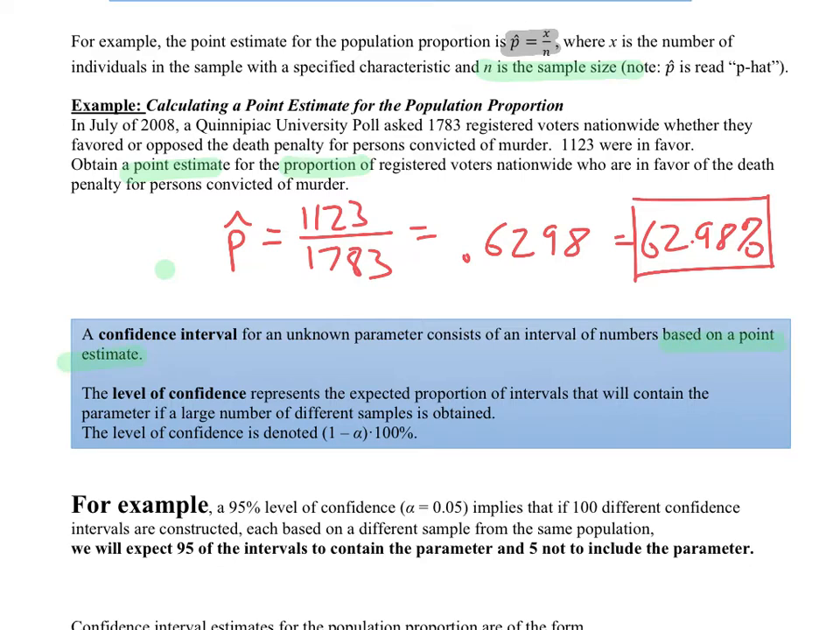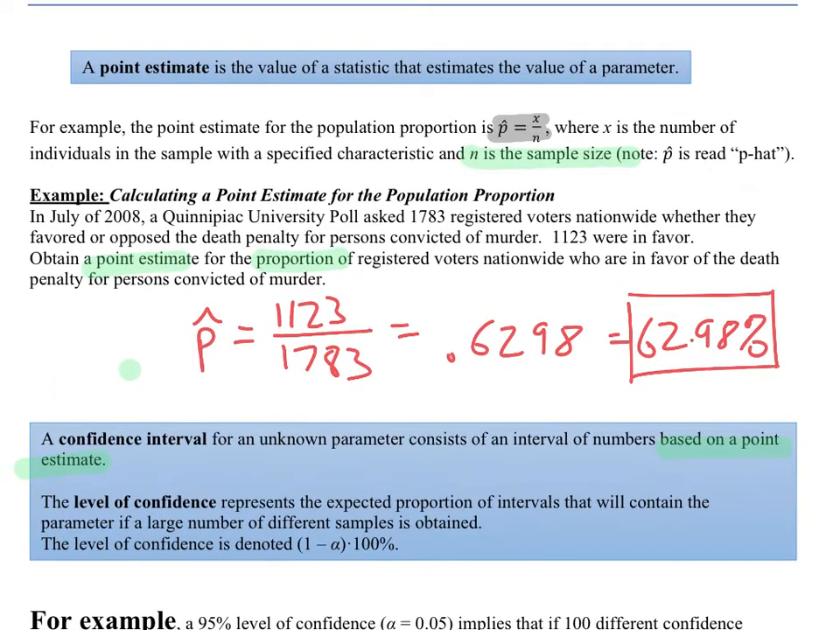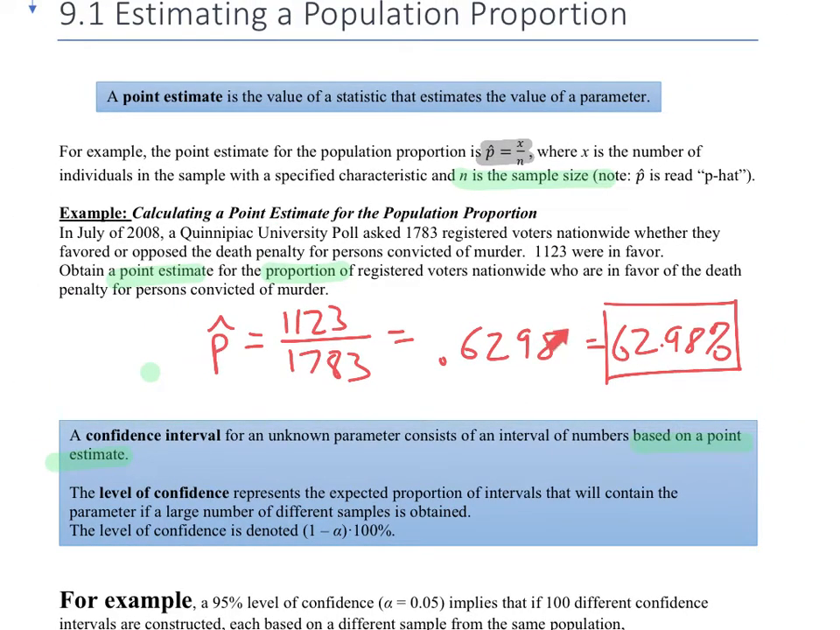So we would be unwise to take this statistic and say, oh, since this study was done, I know for sure that 62.98% of all people in the United States are in favor of the death penalty because this survey said so. Well, this gives us an idea. That's a lot of people, 1783. But we can't say that for sure. Now, we can be fairly certain that the national average might be close to this.